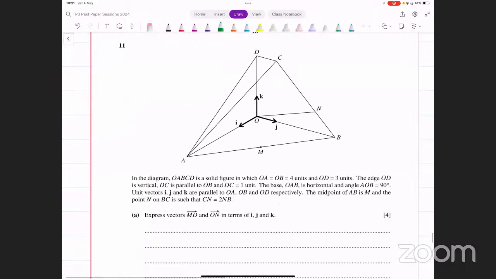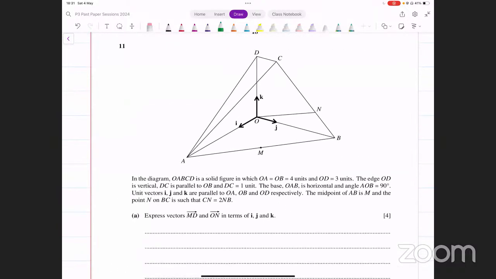Okay. All right. So this is the last question that you're asking about from this paper, question number 11. Let's have a look at this now. In the diagram, OABCD is a solid figure in which OA equals OB, and both of them are equal to 4 units. And OD equals 3 units. This length is 3 units. And OA and OB, these lengths are both 4 units. So you can actually write down the vectors OA, OB, and OD from this.